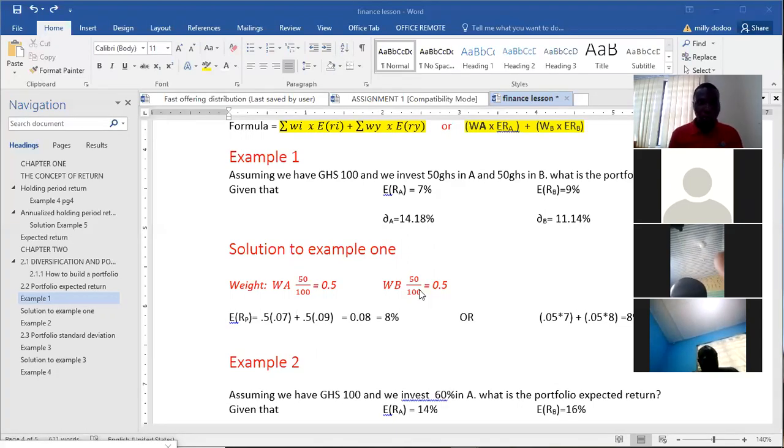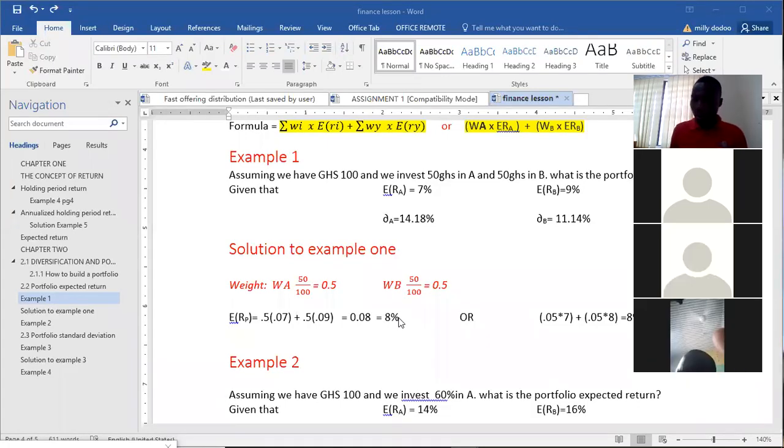So example 2, who has finished? If you have finished, raise up your hand and give us your final answer. Yeah, Mercy. Mercy, how much? 14.8. Who else? Okay, good. Who else had 14.8? Okay, Sadiq, Eunice. Good, you did well.